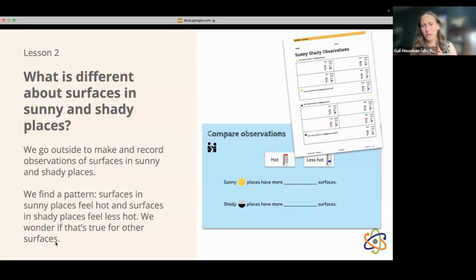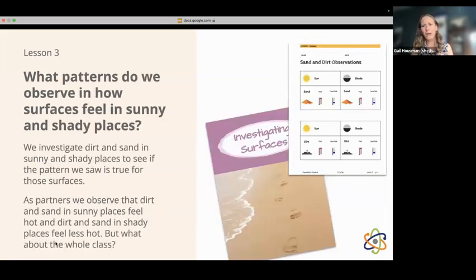The definition that we use in the unit is that a pattern is something that happens over and over again and can help us know what comes next. And so we're thinking, okay, we're pretty sure that the sunny places had more hot things and the shady places had more less hot things, but we're wondering now if that could help us know what comes next. Are there other surfaces or other materials that would follow that same pattern? So that's how we get into lesson 3, when the teacher says, okay, we wanted to check some other surfaces and see if our pattern held true.